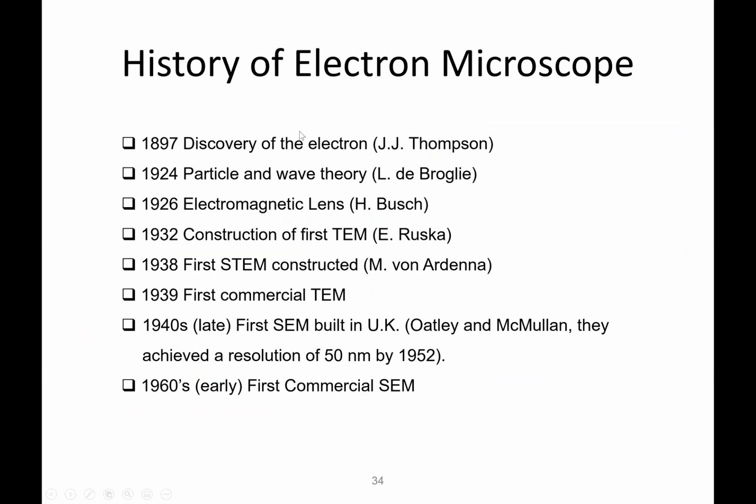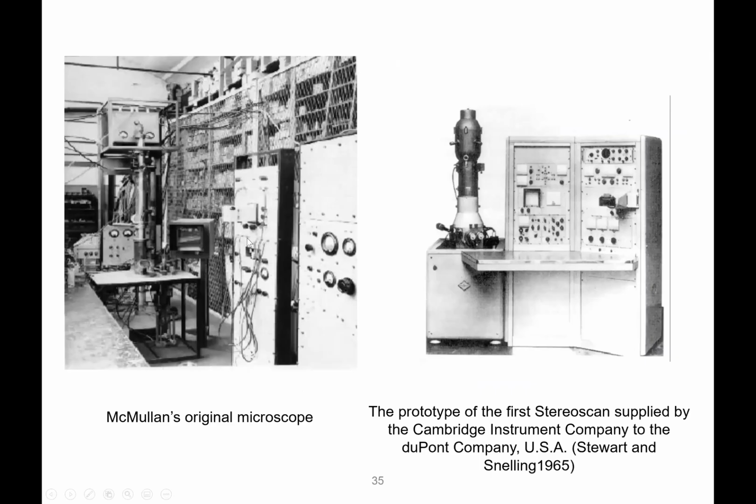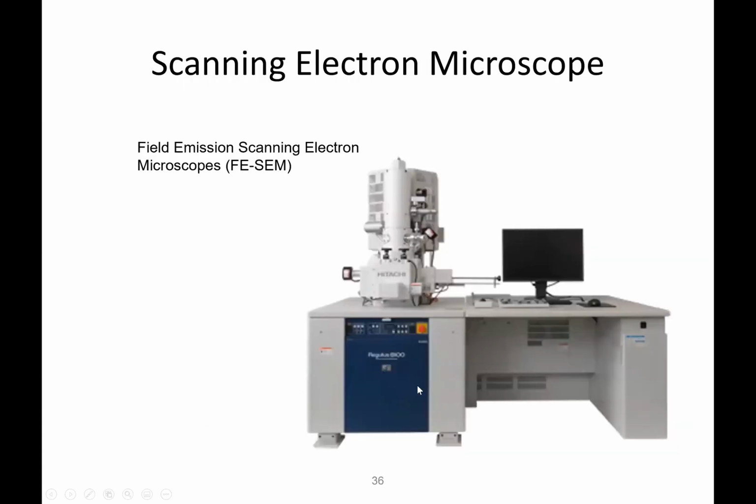So this electron microscope, the idea was based on the electron, right? The electron was discovered by Thomson, right? And then many theories were developed, and the first commercial SEM was around the 1960s, right? After having the old microscope, now this is the commercially available SEM. Actually, this system is now in our clean room.